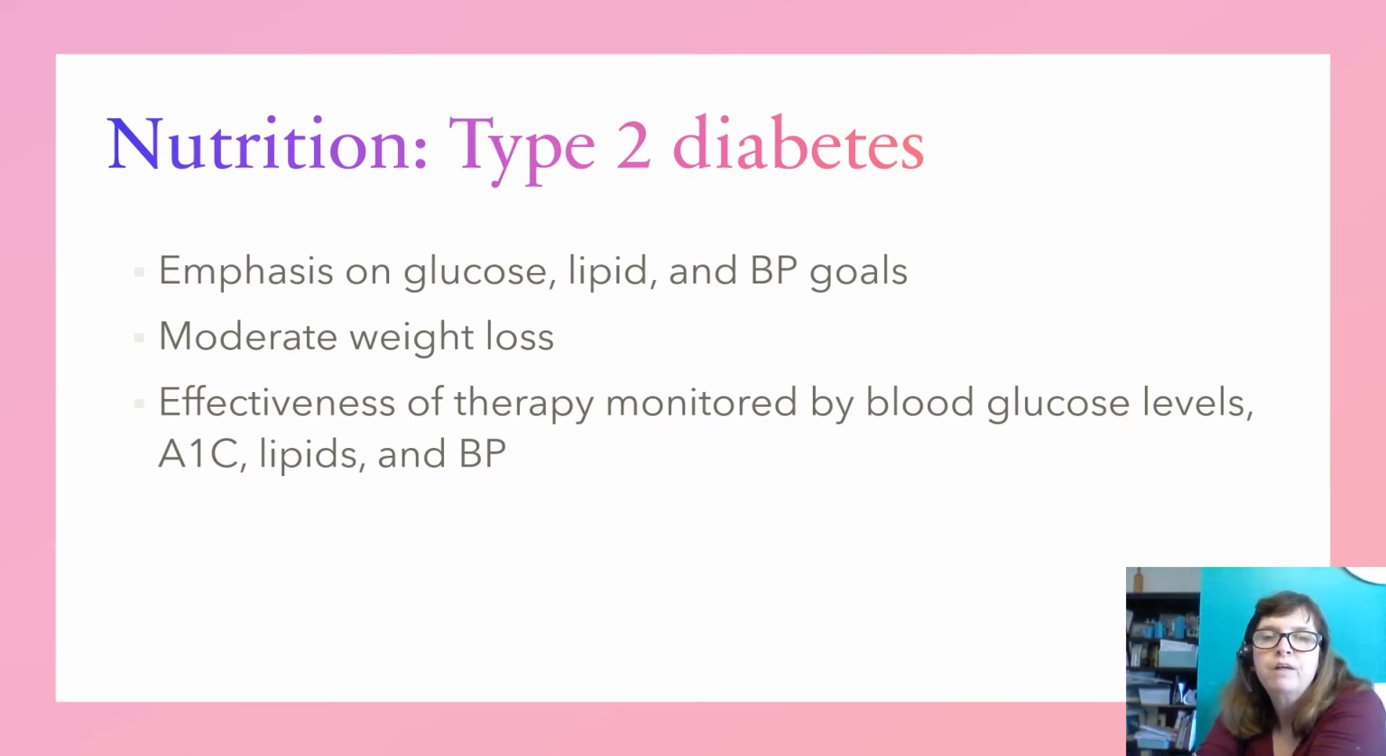Moderate weight loss, 5 to 7%, improves insulin sensitivity. A nutritionally adequate meal plan, appropriate serving size, reduced saturated and trans fats, and low carbohydrate can decrease calories. Spacing meals and regular exercise are also important. Effectiveness of therapy is monitored by blood glucose levels, A1C, lipids, and blood pressure.